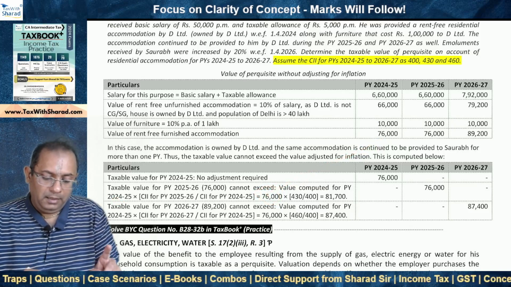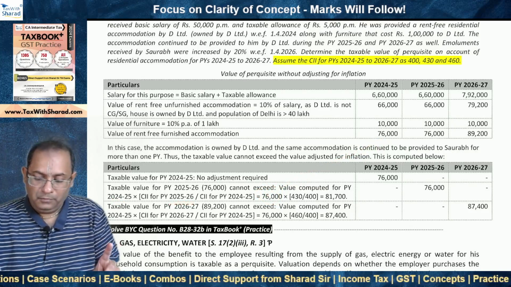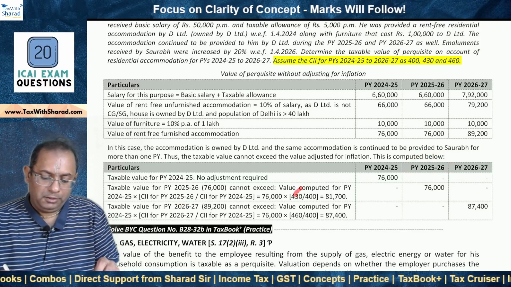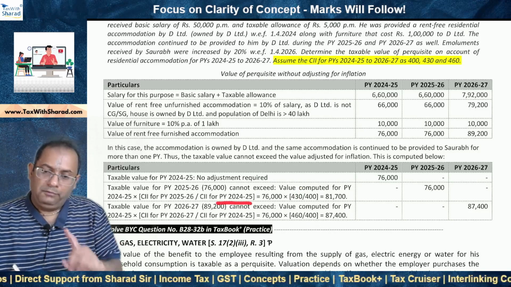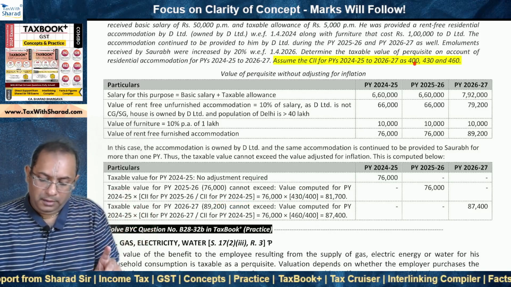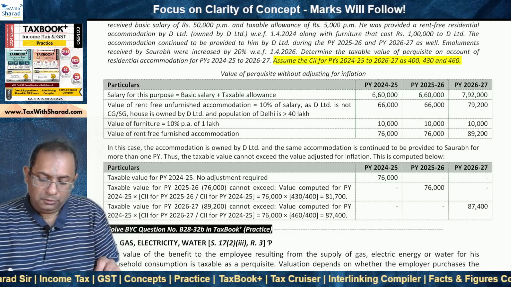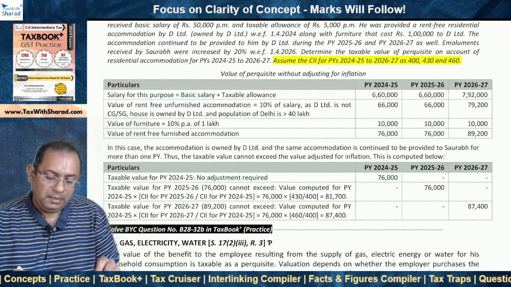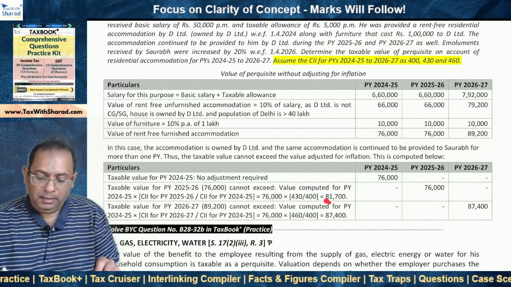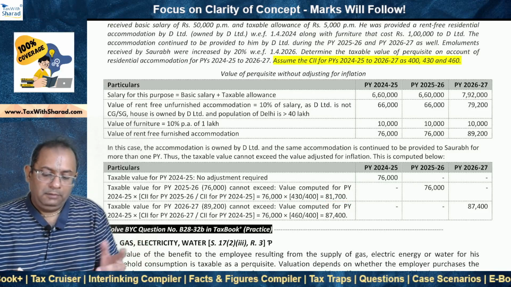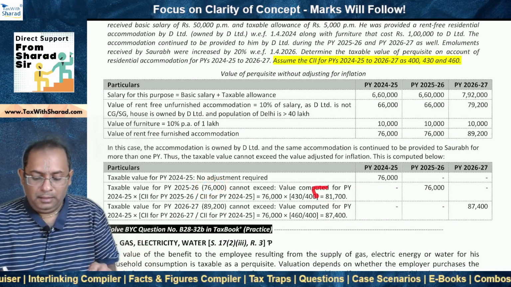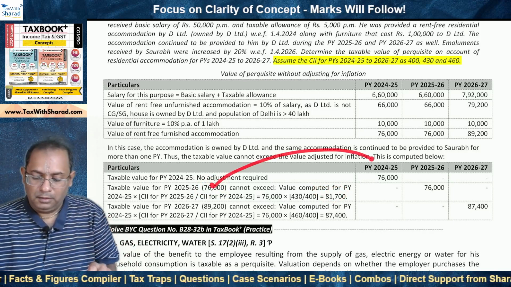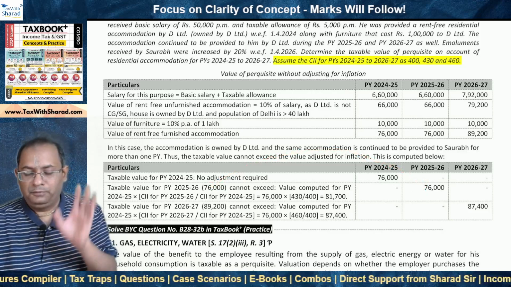Multiplied by CII for previous year 25-26. We are calculating the value for this previous year. It is 430 as per the question. And CII for previous year 24-25, the first previous year, it is 400 as per the question. So 76,000 multiplied by 430 by 400, this comes to 81,700. So basically the taxable value cannot exceed 81,700. So as we see, taxable value is itself 76,000. It is not exceeding 81,700. So no adjustment is required for 25-26 also. So 76,000 will continue to be the value of perquisite for this previous year.